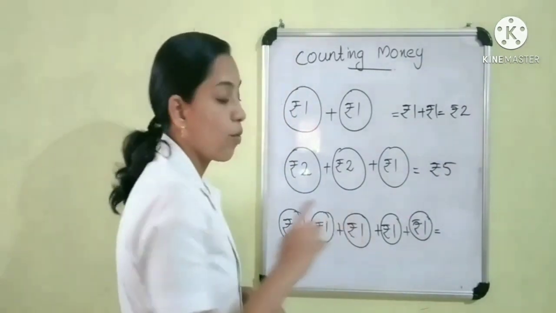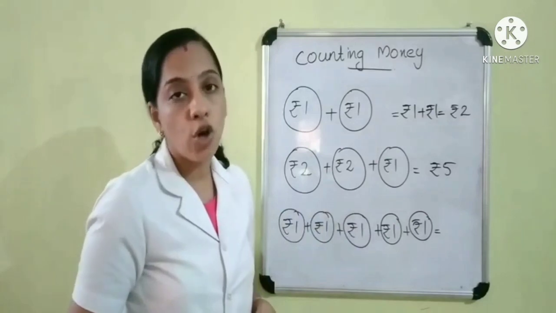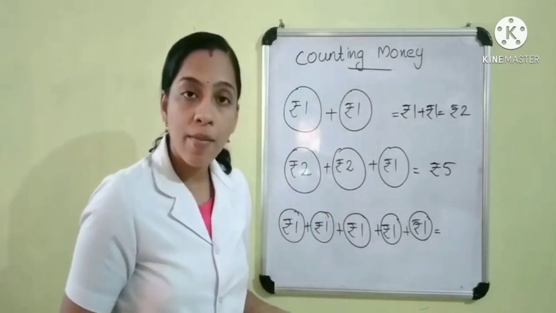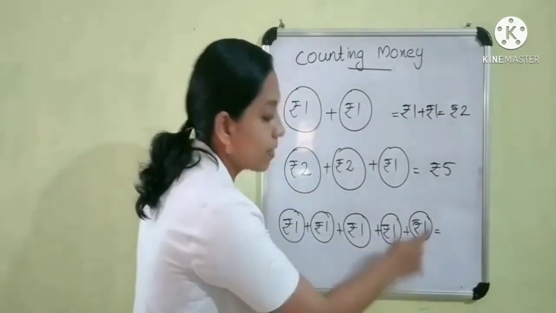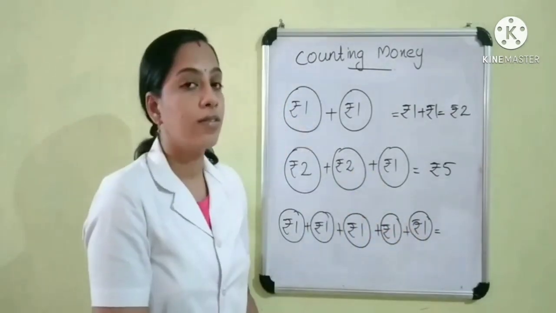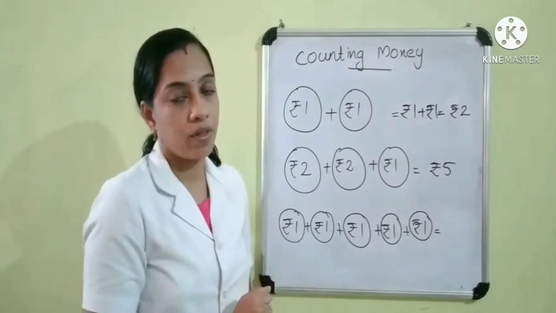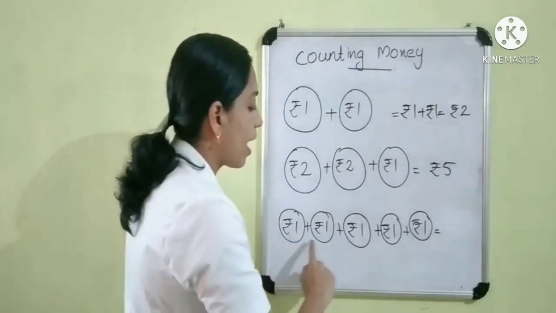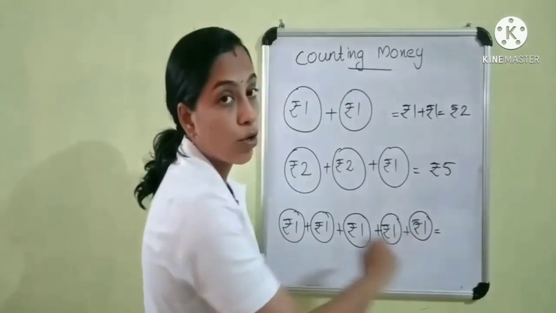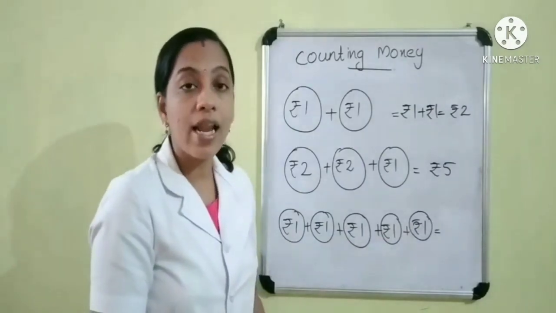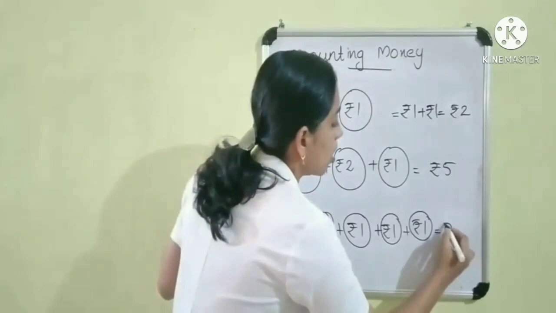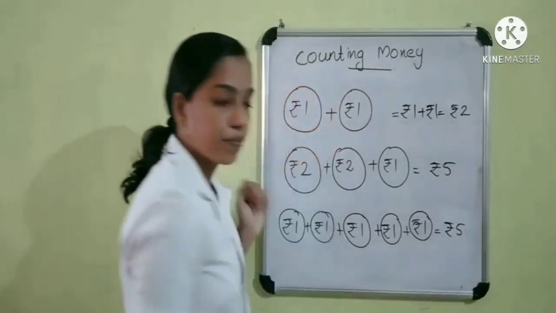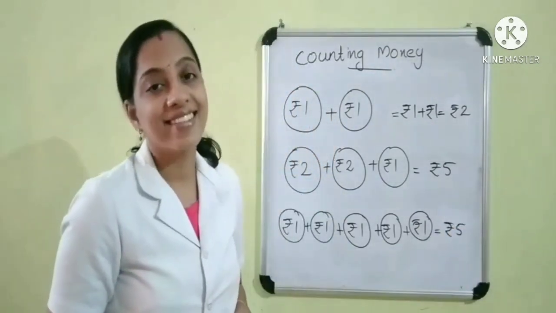The last one. Here we can see five 1 rupee coins. What is the total amount? 1 plus 1 plus 1 plus 1 plus 1. So the answer is 5. That is, when we add five 1 rupee coins, the total amount is 5 rupees. So let us write here rupees 5. Is it clear, children? Yes.